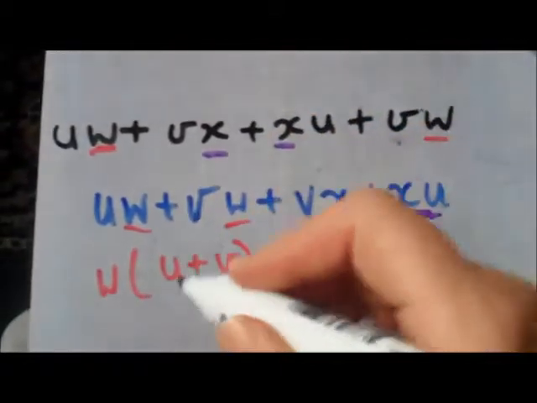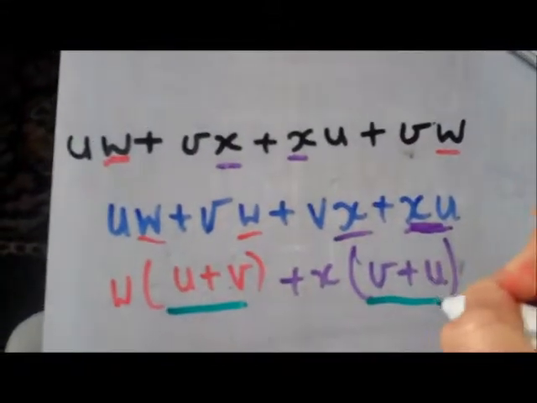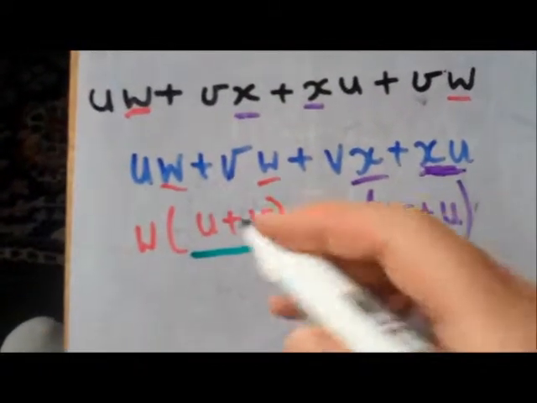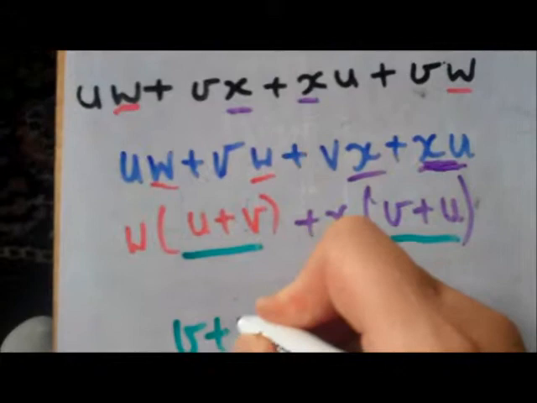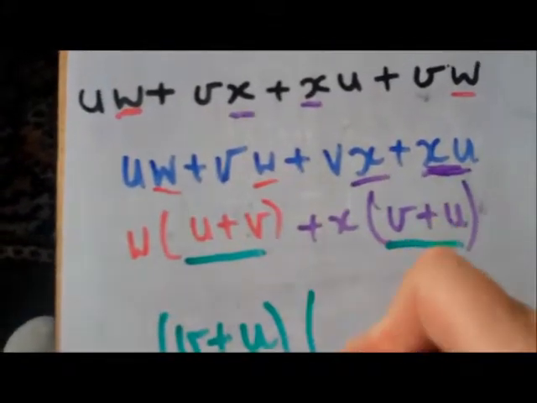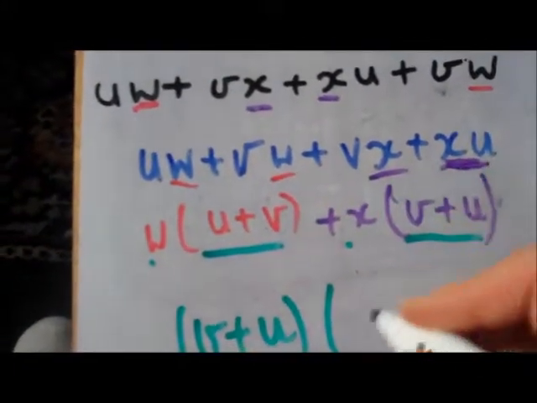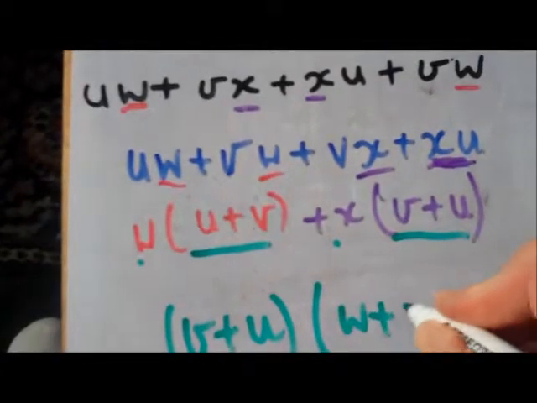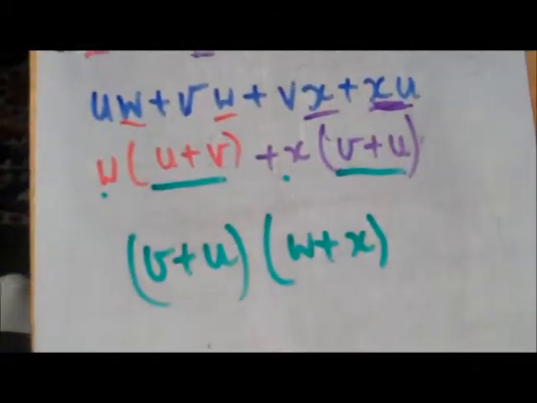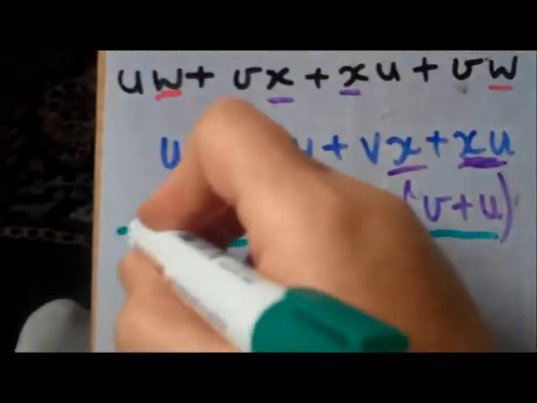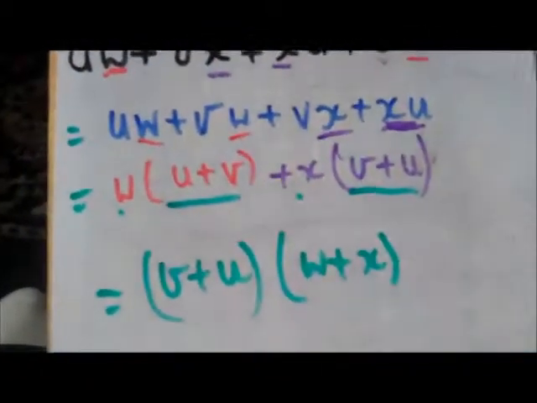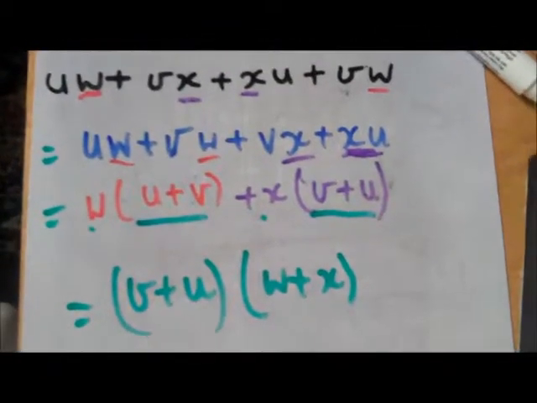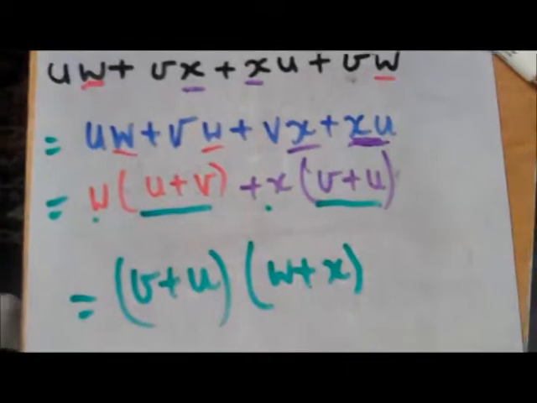Yep, you guessed it, v plus u. V plus u. So let's write that. V plus u times, and what's left over? W plus x. So it's all about just trying to find common factors and rearranging it. So I've gone from an addition to a multiplication.